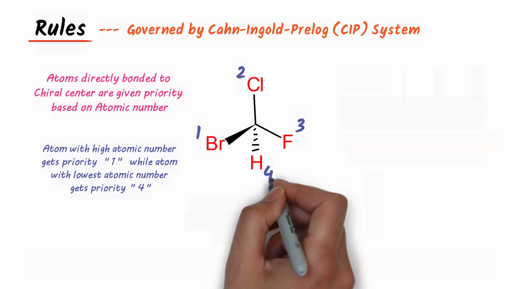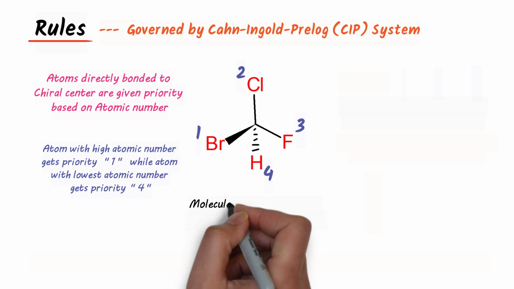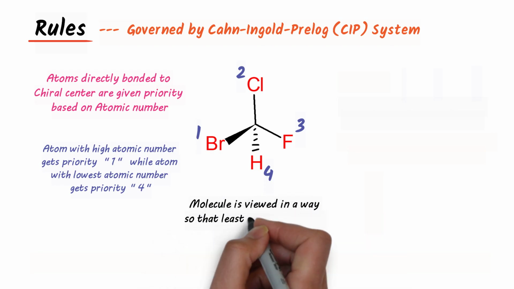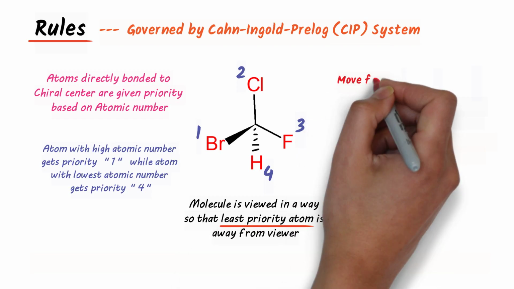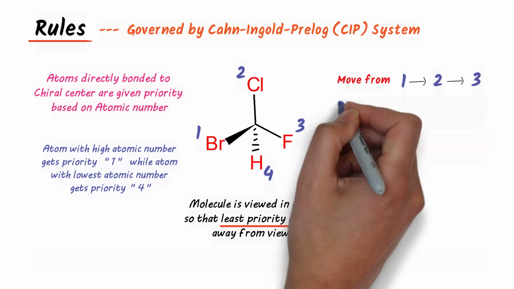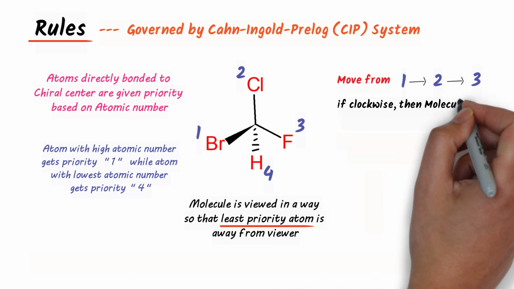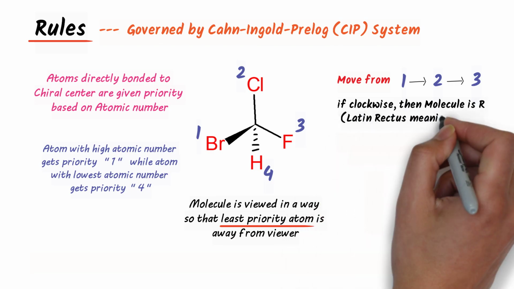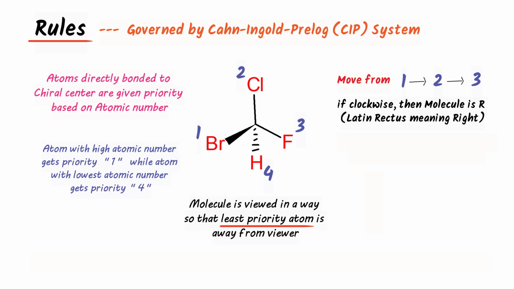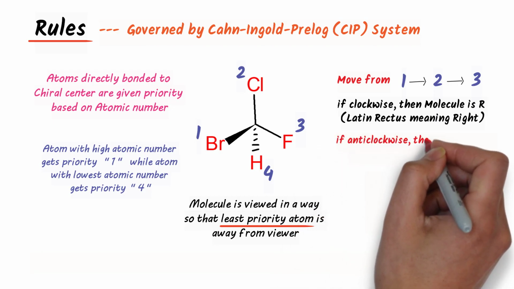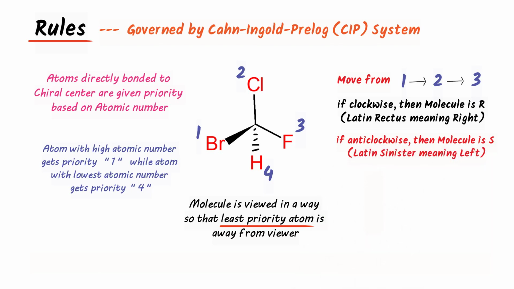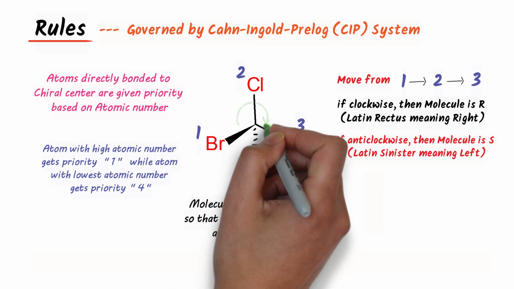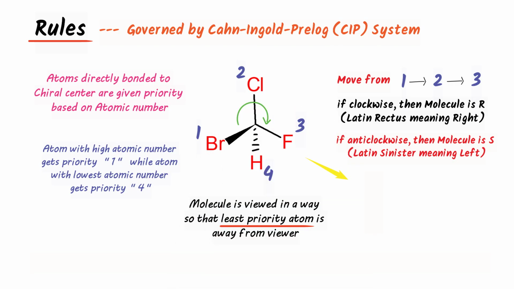So we can give priority 1 to bromine, 2 to chlorine, 3 to fluorine, and the least priority atom is hydrogen. After assigning priority, the molecule is viewed in a way so that the least priority atom is away from the viewer. Then, as you move from 1 to 3, if it moves clockwise, the molecule is the R isomer, which comes from Latin rectus, meaning right. And if it moves anti-clockwise, then the molecule is S, which comes from Latin sinister, meaning left. In this particular molecule, as it moves clockwise, the molecule has R configuration.